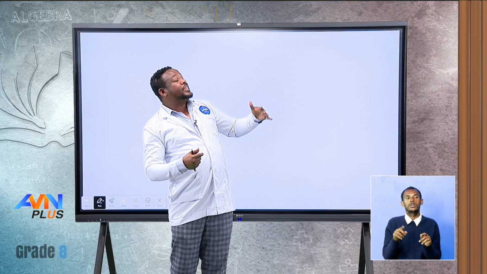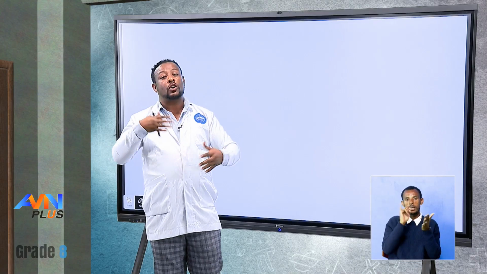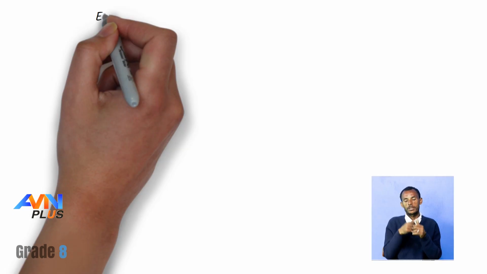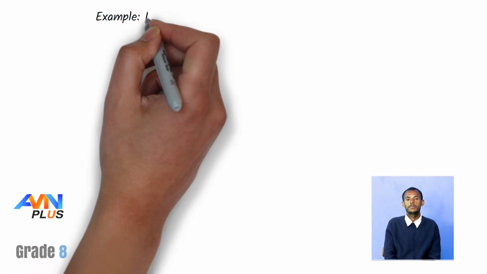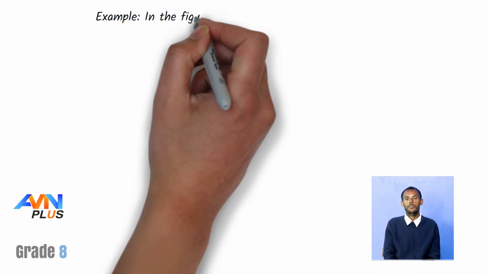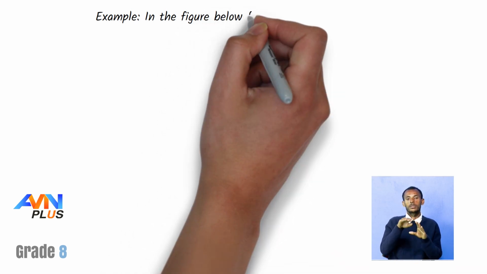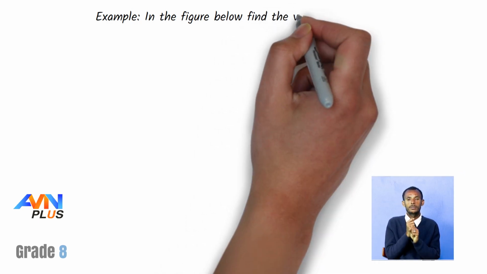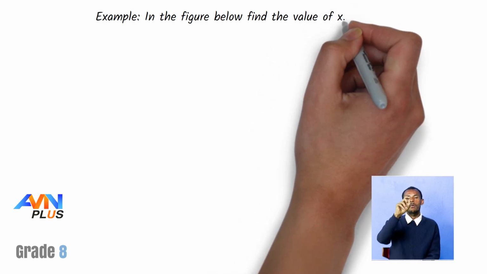Based on the proof of Pythagoras theorem, let's see some examples that require the concept of Pythagoras theorem. So let's see the first example. In the figure below, find the value of x.